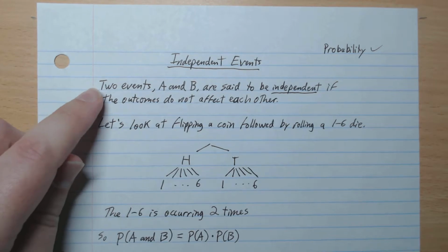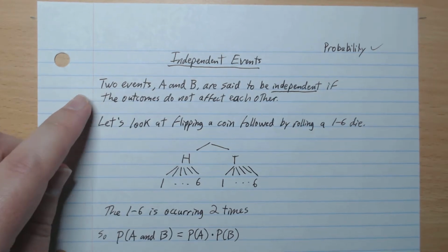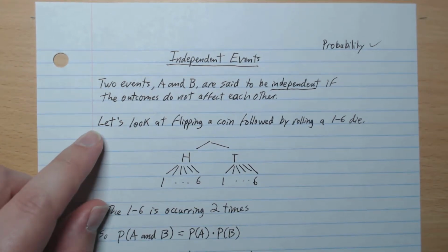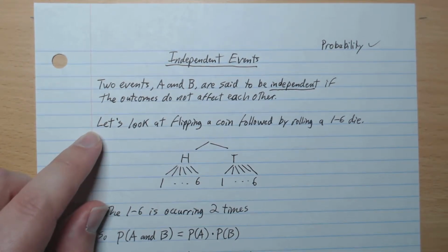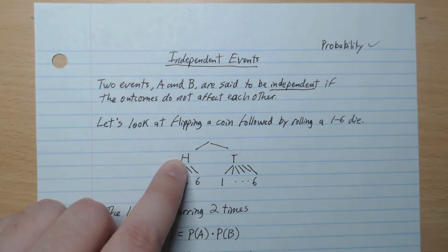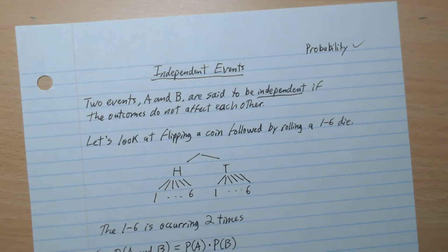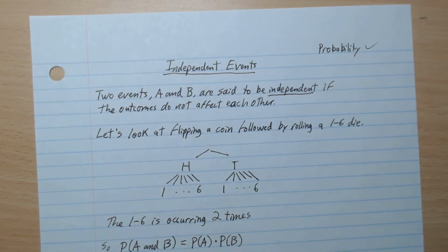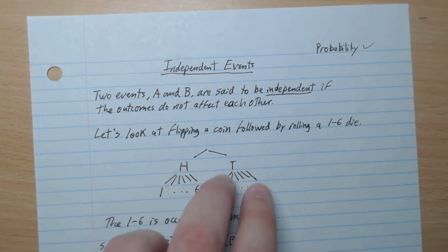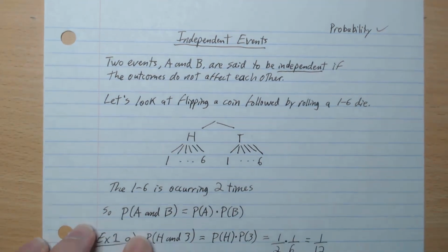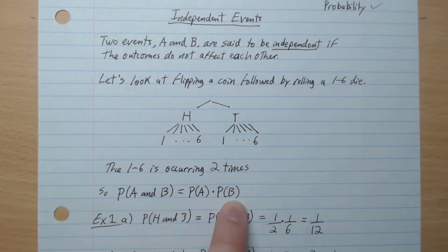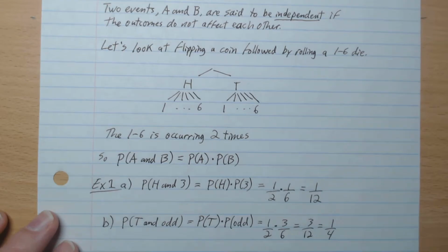So two events, A and B, are said to be independent if the outcomes do not affect each other. So let's look at flipping a coin followed by rolling a 1 to 6 die. You can flip a coin and get heads and then roll 1 to 6 right after that. Or you can get a tails coin and then roll 1 to 6 after that. And so we notice that the 1 to 6 here is occurring 2 times like that. And so our probability of A and B is probability of A times probability of B.